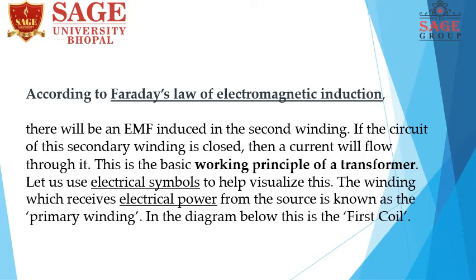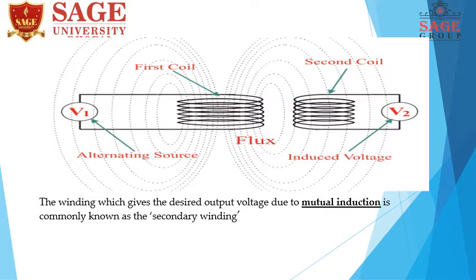This is the visualization, and the winding which receives electrical power from the source is known as the primary winding, and we get the final output from the secondary winding. And this is the flux linkage diagram, showing how the flux links with the primary winding as well as the secondary winding, and we can get the desired output from the secondary winding.